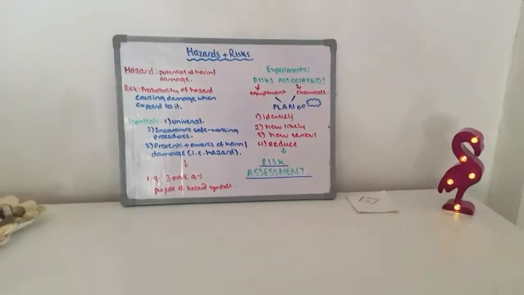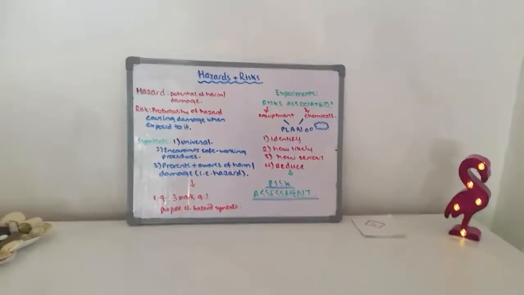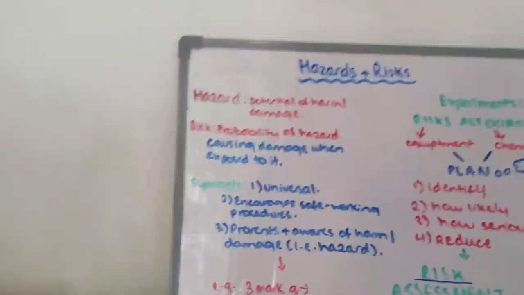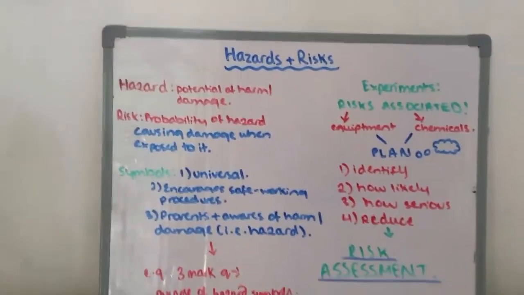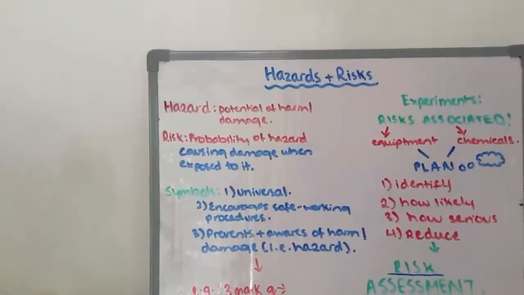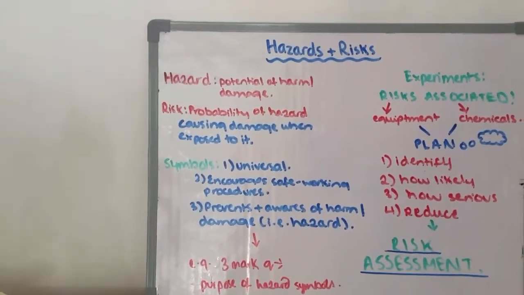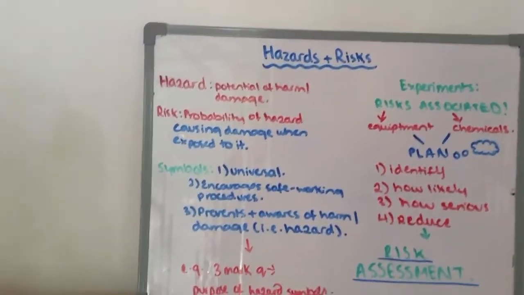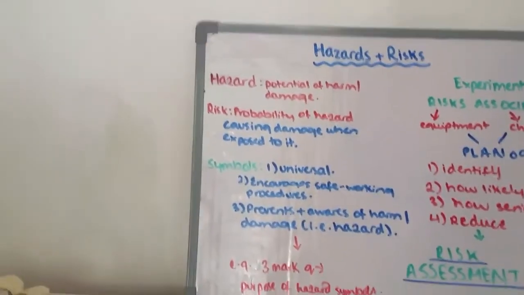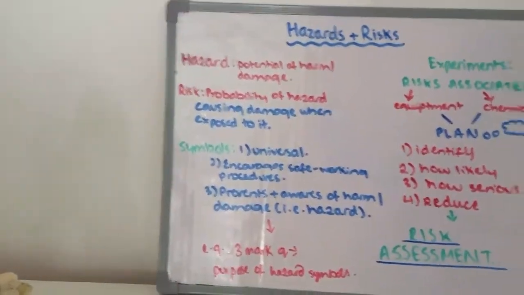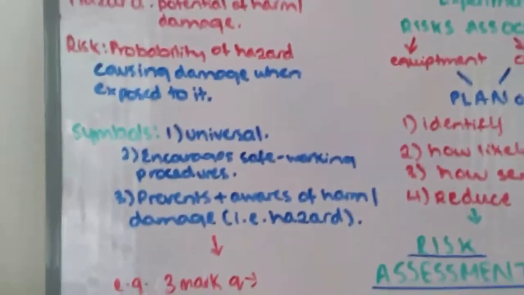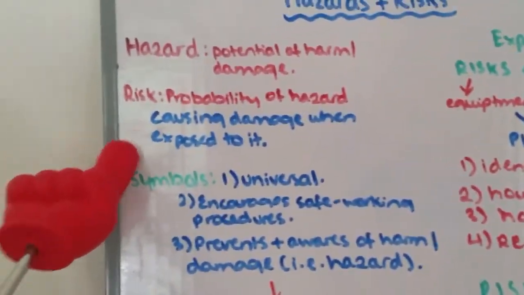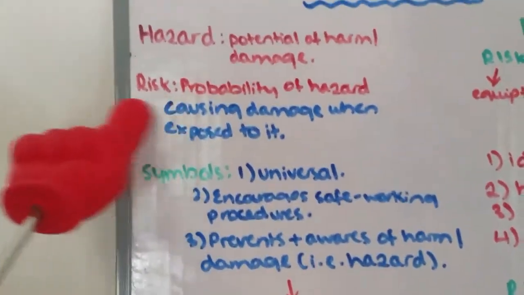So the first thing we're going to learn about is the definition of a hazard. A hazard is anything which may cause any form of potential harm or damage. And a risk is very closely associated with a hazard. A risk is the probability of a hazard causing damage when exposed to it.